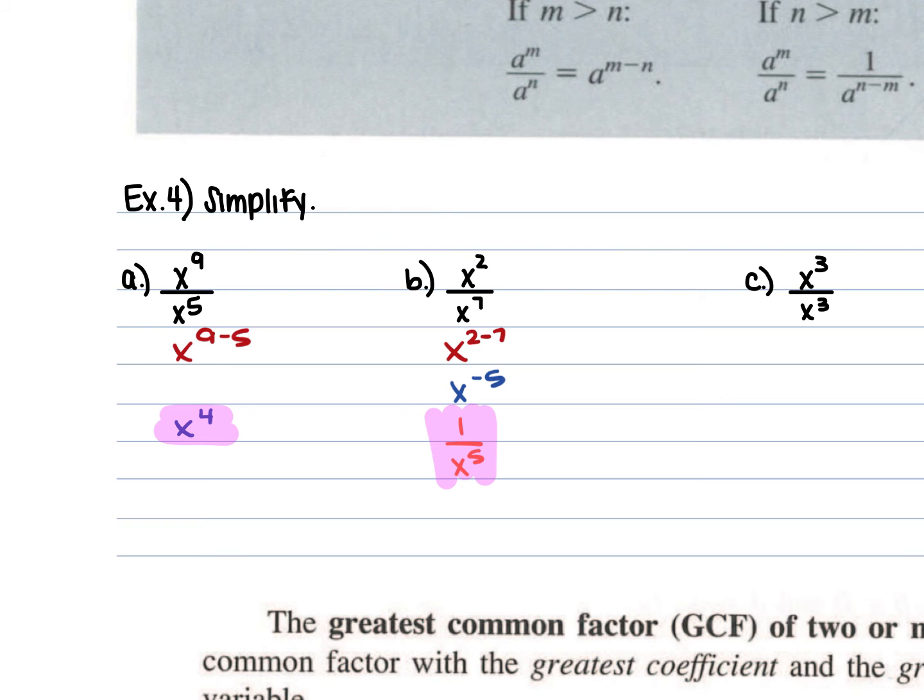For example c, we have x cubed over x cubed. Again, if we keep the x and we subtract those powers, it gives us x to the power of 0, and anything to the power of 0 is 1.